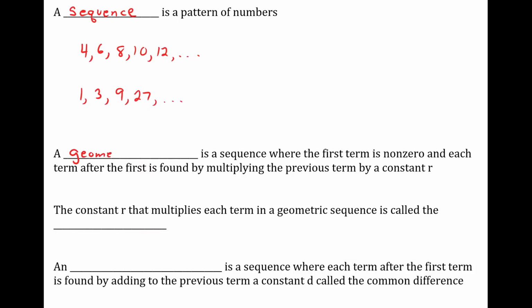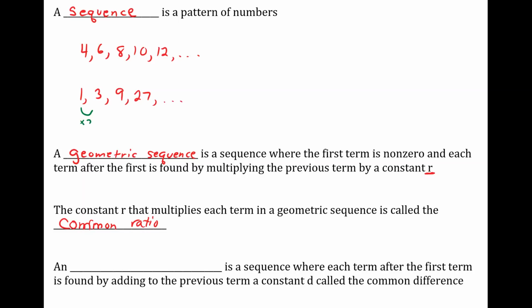When I multiply each number by the same thing, I call it a geometric sequence. A sequence where the first term is non-zero, because I have to give something to start with, and each term after the first is found by multiplying the previous term by a constant r. So that's just kind of a label we give the constant. The constant r that multiplies each term in a geometric sequence is called the common ratio. Just a label that we give to our common multiplying factor.